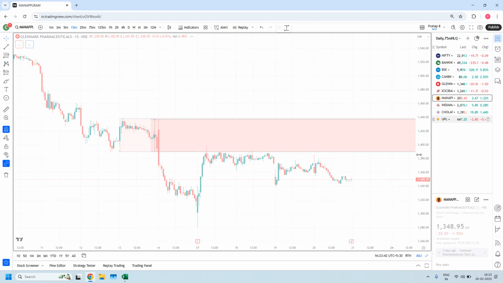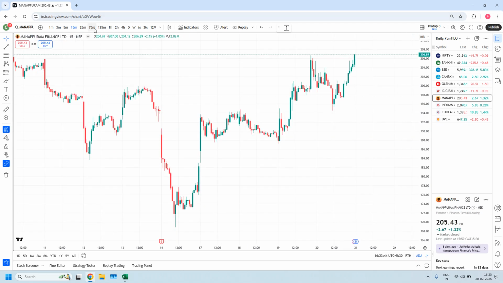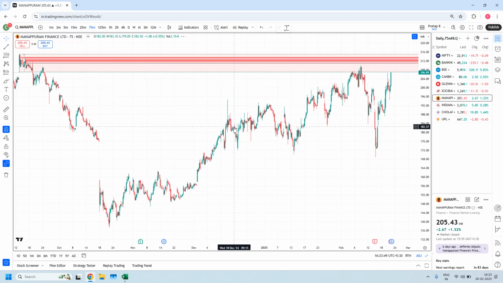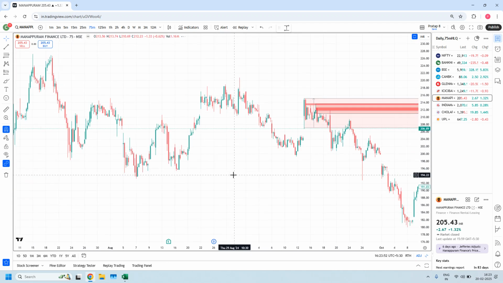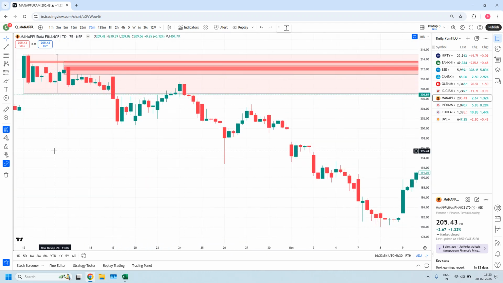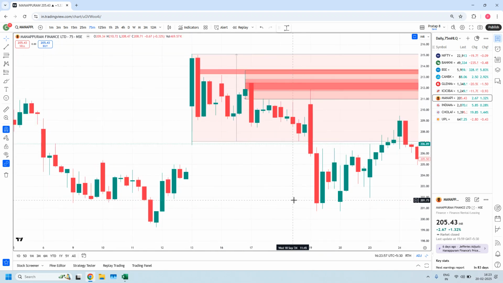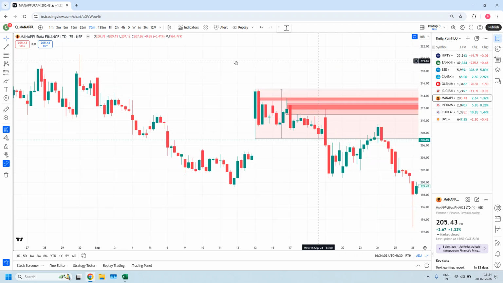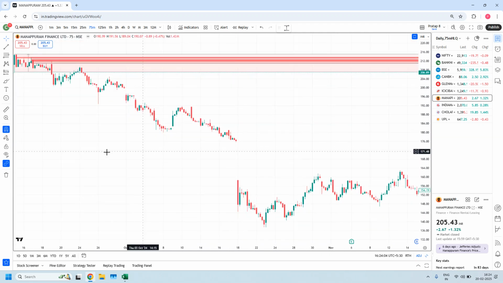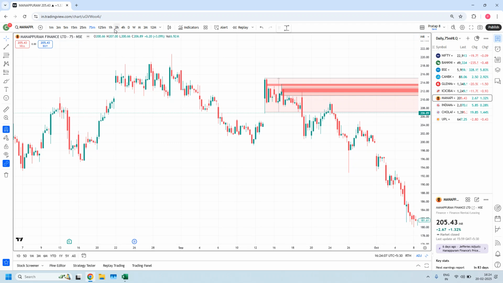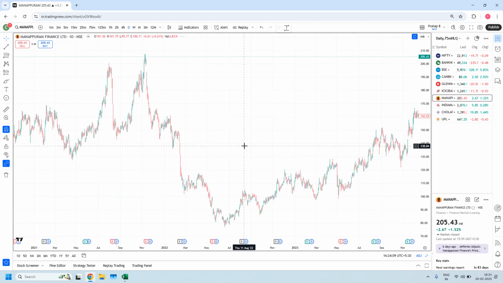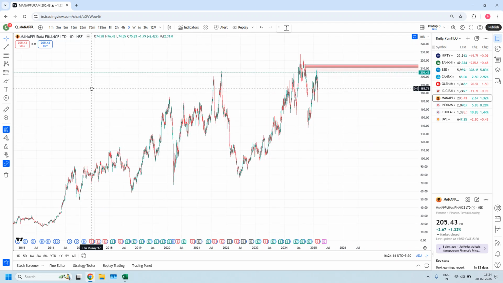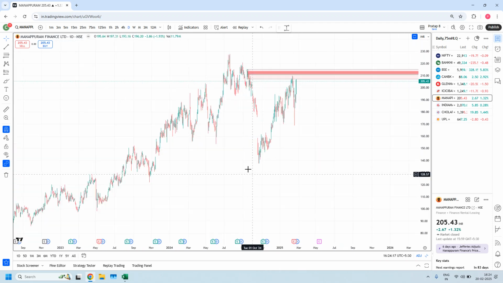ICICI Bank we discussed. Manappuram is a high liquidity zone. Sorry, daily zones, not 75. Daily zones. ICICI is also 75. Glenmark is also 75. This is also 75. Manappuram. This is a high liquidity zone.